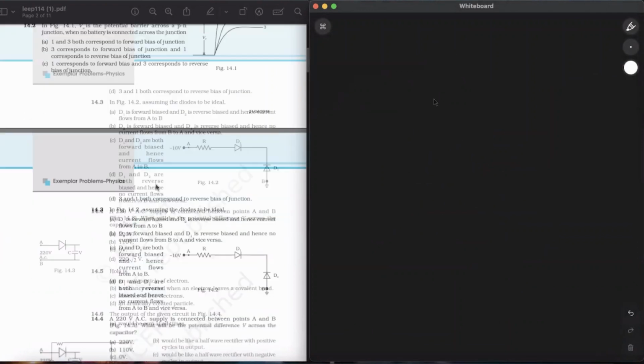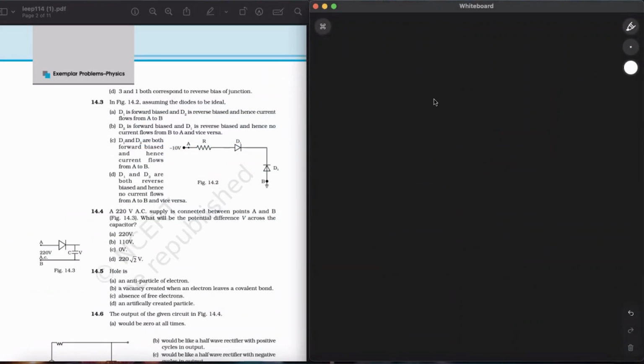Question number 3. Assuming the diodes to be ideal: D1 is forward biased and D2 is reverse biased, hence current flows from A to B. D2 is forward biased and D1 is reverse biased, and hence no current flows from B to A and vice versa. D1 and D2 are both forward biased, and hence current flows from A to B. And D1 and D2 are both reverse biased, and hence no current flows from A to B and vice versa.